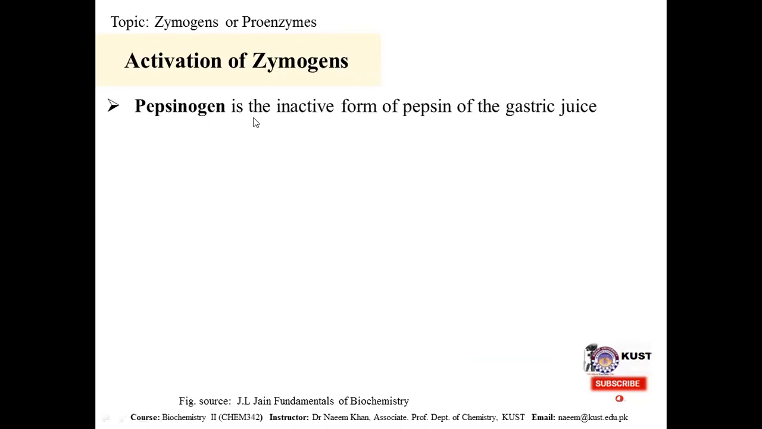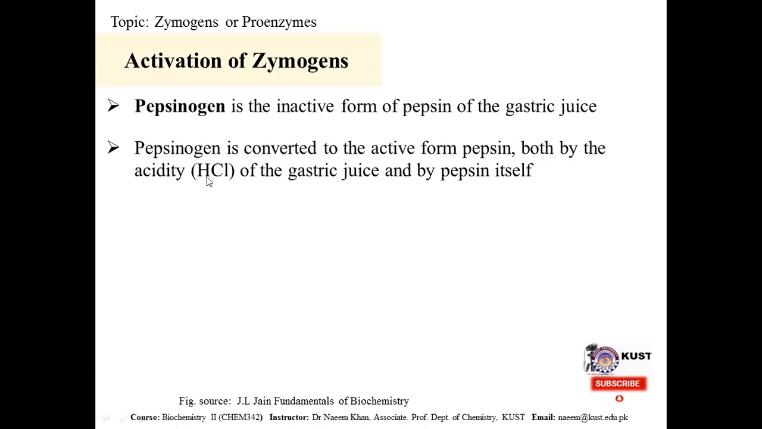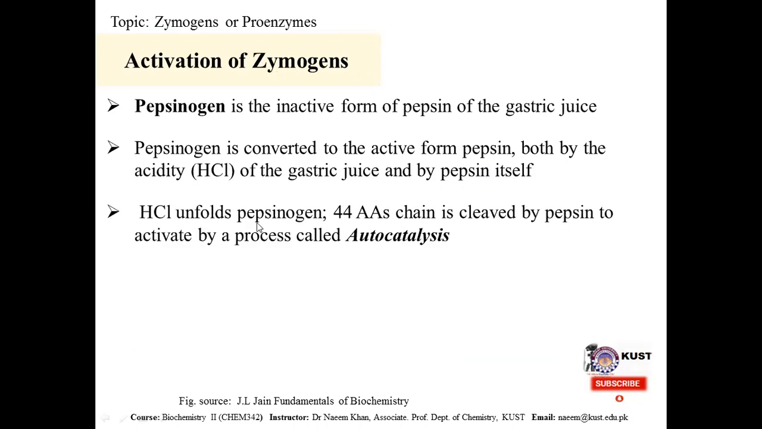Another example is pepsinogen, an inactive form of pepsin, which is also produced in the gastric juice. Pepsinogen is converted to the active form pepsin both by HCl of the gastric juice and by pepsin itself. HCl unfolds the pepsinogen. For the activation, this unfolding is important, and the 44 amino acid chain is cleaved by pepsin to activate it. The process is called autocatalysis. Whenever an enzyme is activated by itself, it is called autocatalysis.